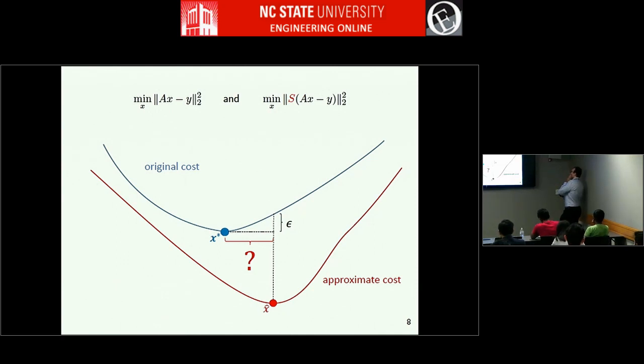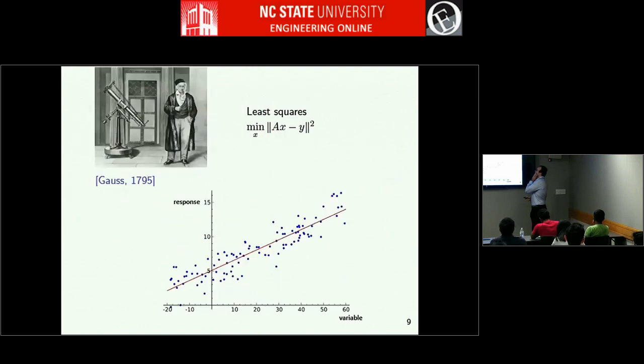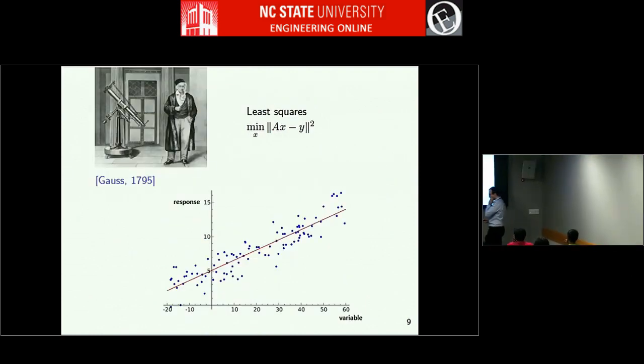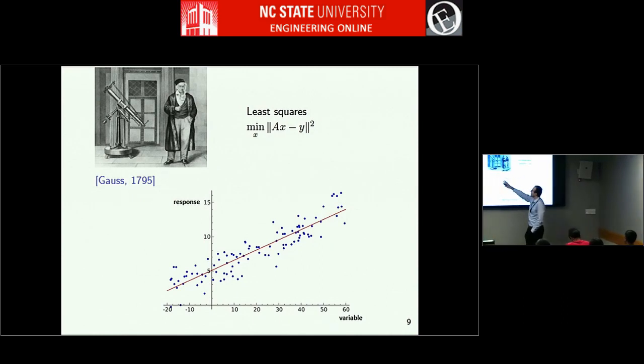And when we ask this question, very interesting things will pop up. So I'll talk about the statistical version of this problem. If we have a statistical model, statistically how close are the vertical distances, how close are the solutions? So let's take least squares. Gauss invented least squares in the 18th century.